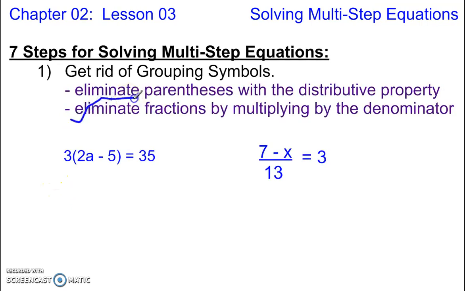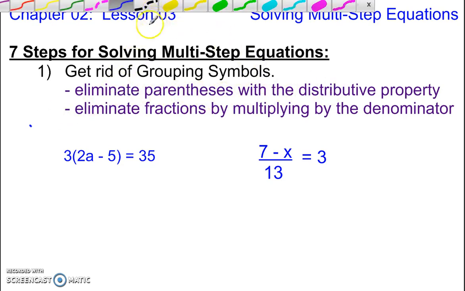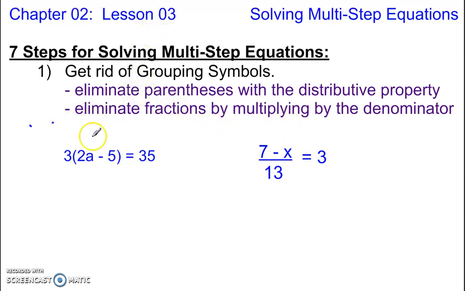So we're going to eliminate parentheses with the distributive property, and we're going to eliminate fractions by multiplying by the denominator. So right here, distributive property, we get 6a minus 15 is equal to 35, parentheses gone. Over here we have a fraction bar that covers the entire expression. That's like parentheses and dividing by 13. So we're going to multiply each side by 13.